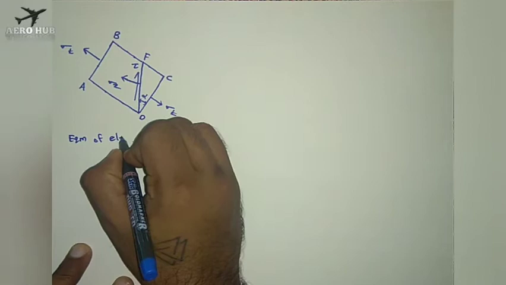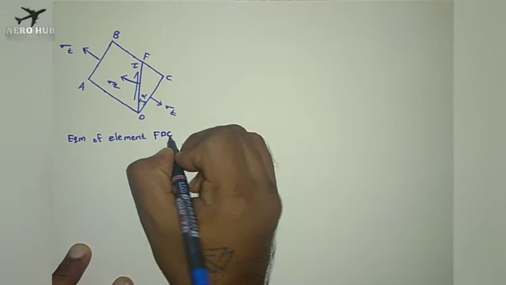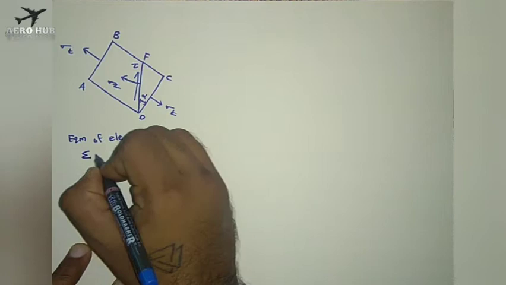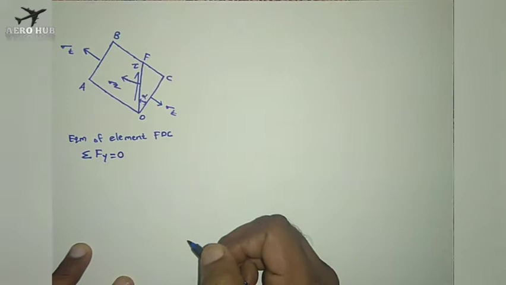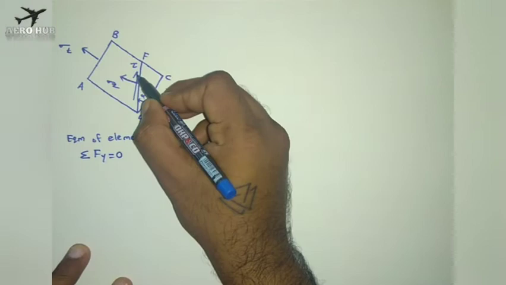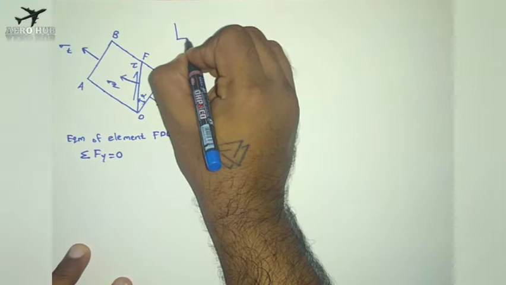Equilibrium of element FDC, and we will use the equation of static equilibrium, that is, summation of force along y direction should be equal to zero. Okay, so I can write, I have a shear stress acting in y direction. This is Z direction and this one is y direction.